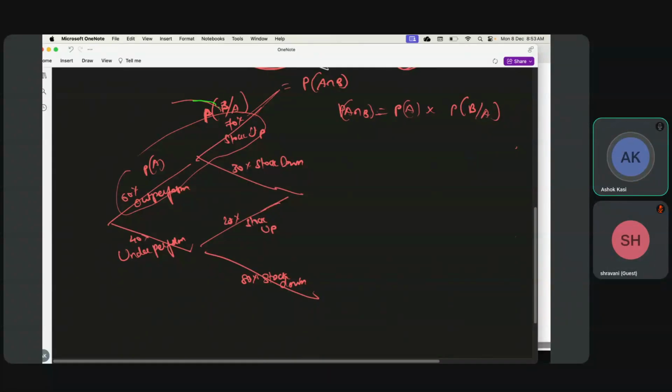So if I make this conditional as unconditional, that means I will bring it here, and I will make this unconditional as conditional, so I can bring it here.